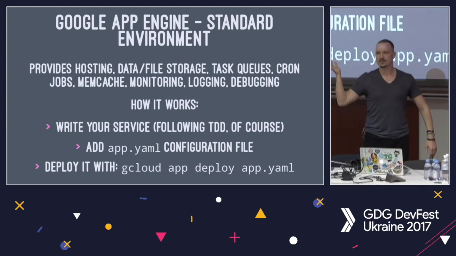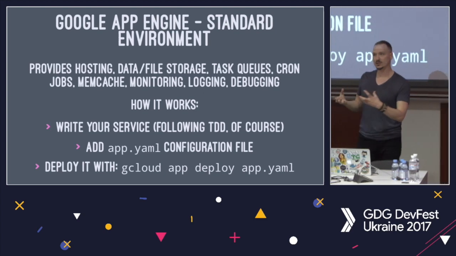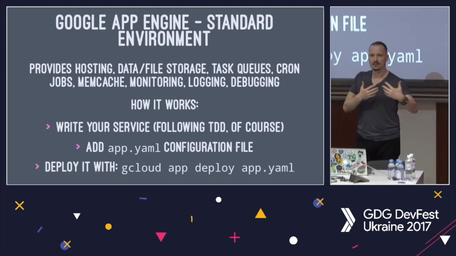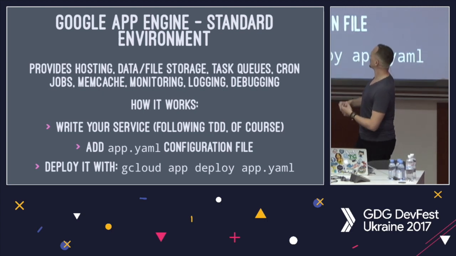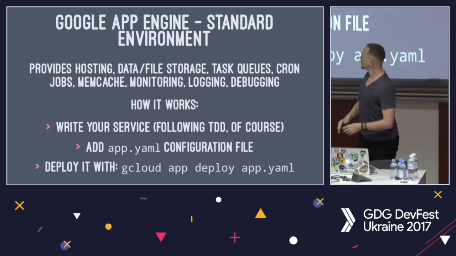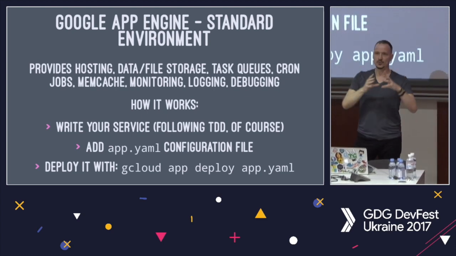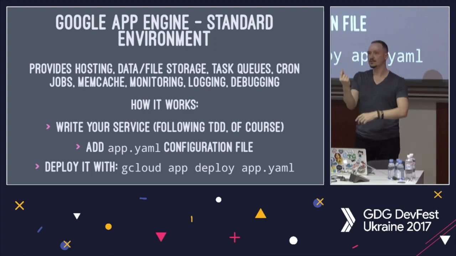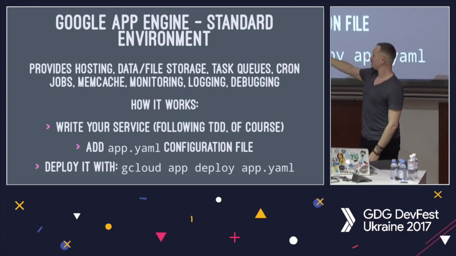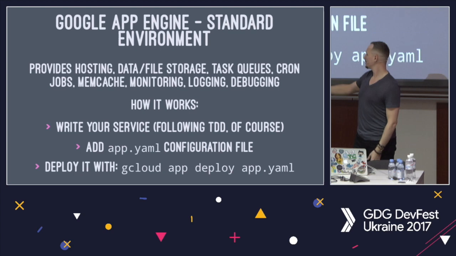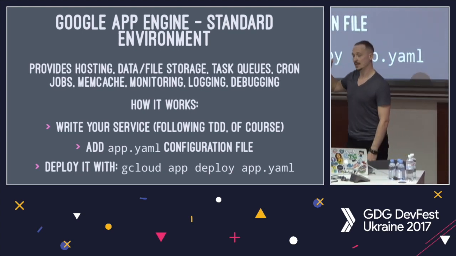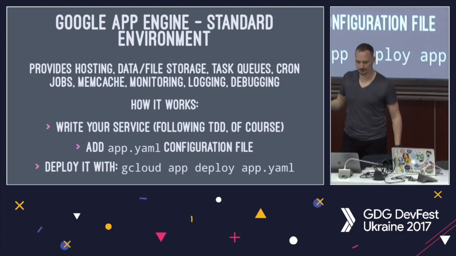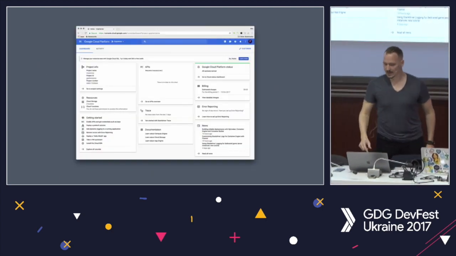It provides all kinds of things. So it provides the actual managing and running of the instances. It gives you data and file storage. It gives you task queues, cron jobs, memcache, monitoring, logging, debugging. It gives you a few things like that. And essentially, this is how you do it. You write your service. You write that little connector piece. You add an app YAML config file. And then you use the gcloud tool after you've downloaded the SDK to deploy it. And it's really simple. And you get things like this.